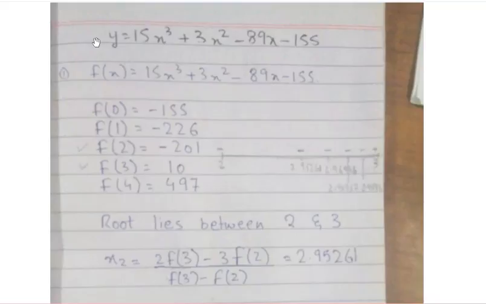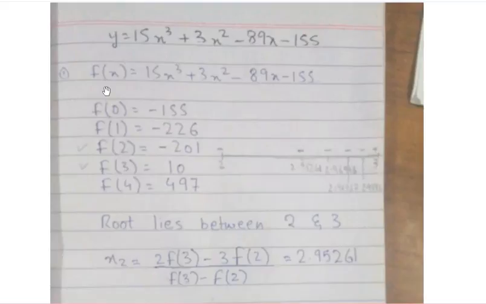Today we are going to discuss the false position or regula falsi method, which is basically used to find the roots of an equation. So here we have our equation y equals 15x cubed plus 3x squared minus 89x minus 155. The first step is to rewrite the equation as f of x equals 15x cubed plus 3x squared minus 89x minus 155, which is this.